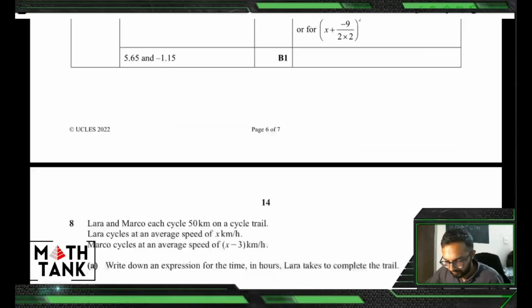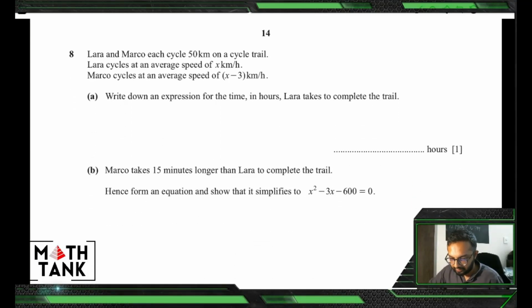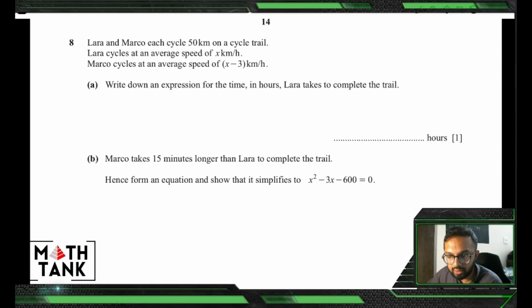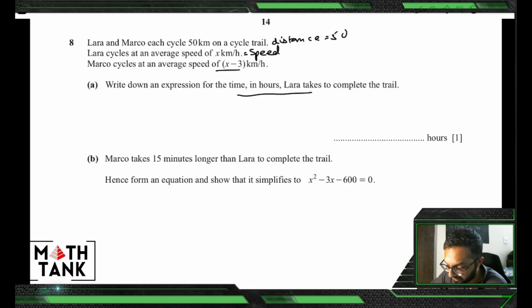Okay, moving on. That's the next question that we have. It says Laura and Marco each cycle 50 kilometers on a cycle trail. Laura cycles at an average speed of x. So that's a speed. That's the distance. That's 50. Marco cycles at an average speed of x minus 3. Write down an expression in terms of x for the time in hours Laura takes to complete the trail.